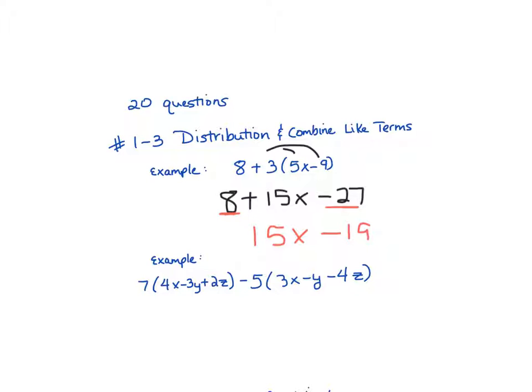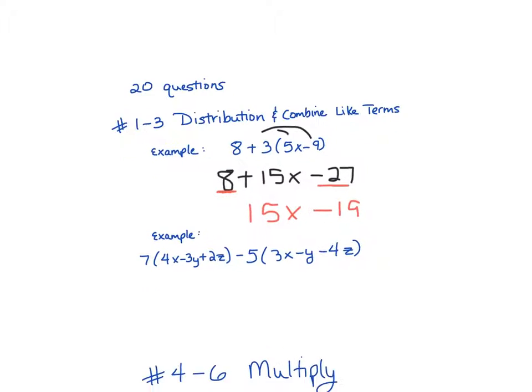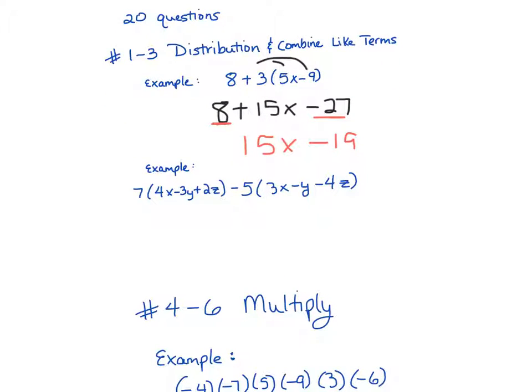And then you're going to have another question that might be a little bit more complicated, where you're going to have to do some distributing first and then combine like terms. You did the same thing on the quiz. So I'm going to distribute the 7 to the 4, and I get 28x. Then I distribute the 7 to the negative 3, and I get negative 21y. Then the 7 to the 2z, and I get 14z.